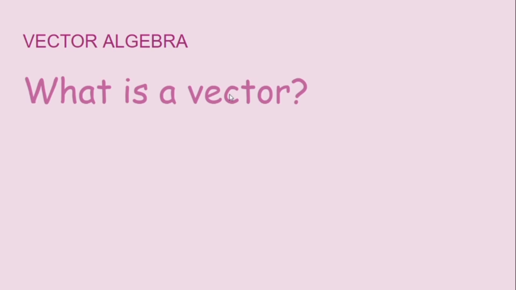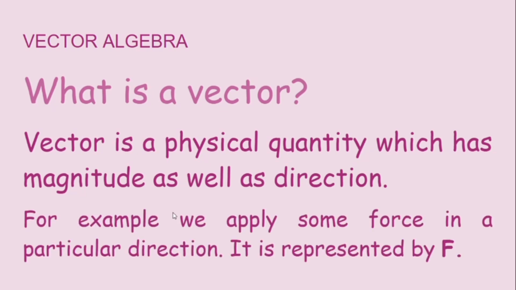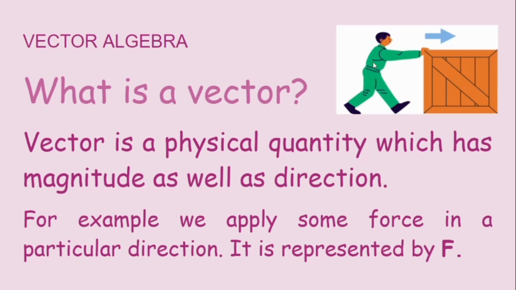To start with the topic, vector algebra, we will first recall what a vector is. A vector is a physical quantity that has magnitude and also some direction. For example, we have a force that we apply in a particular direction on an object and the object is displaced from one point to another at some distance or displacement.